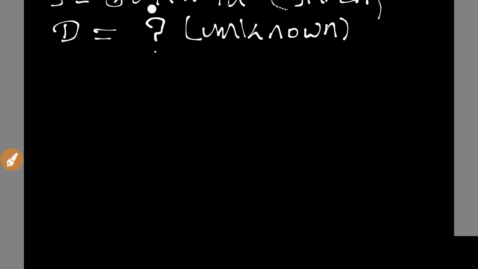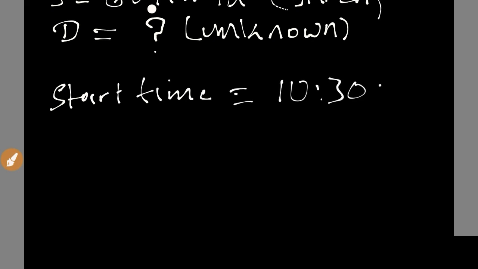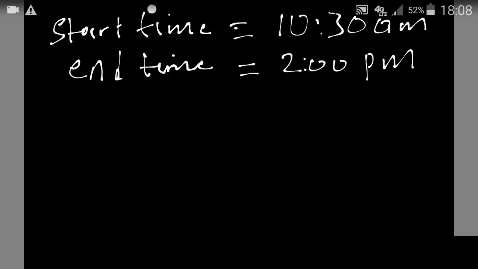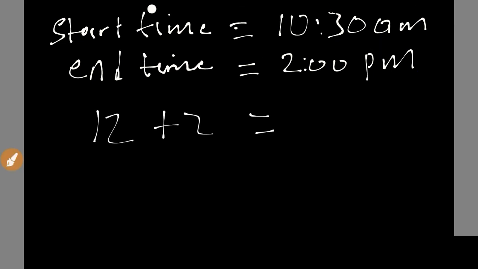So let's have the alternative method. So let's have here the start time is equal to 10:30 a.m. And the end time is 2 o'clock p.m. What you need to do is to add 12 to all p.m. times. If we add 12 to 2 o'clock, we are going to have 14 o'clock.